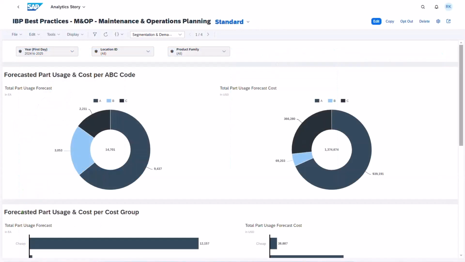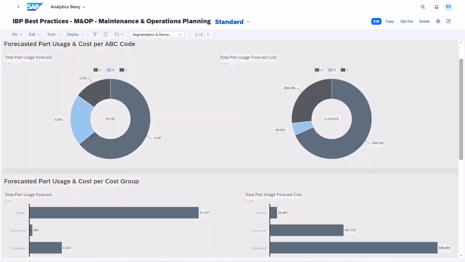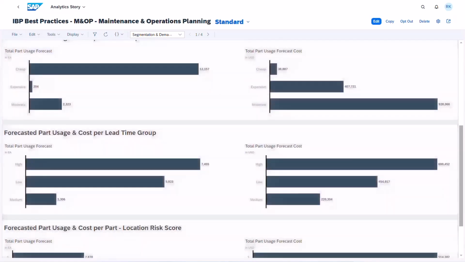Parts can be segmented by ABC code, cost, and lead time, which can in turn be used to determine the part risk score through an automated process in IBP for MRO. We can then review these results through various analytics and visualizations.